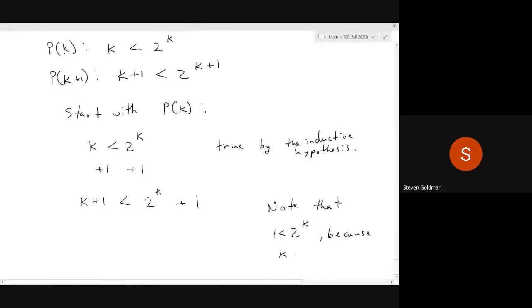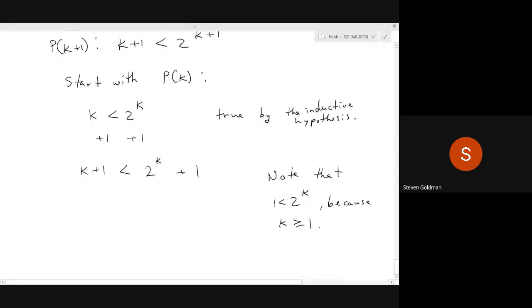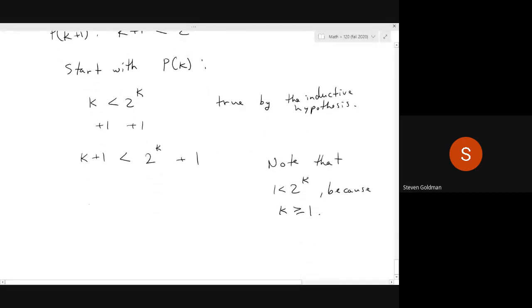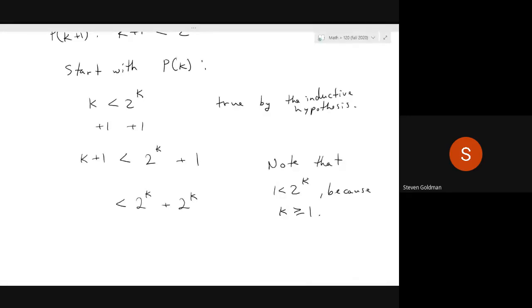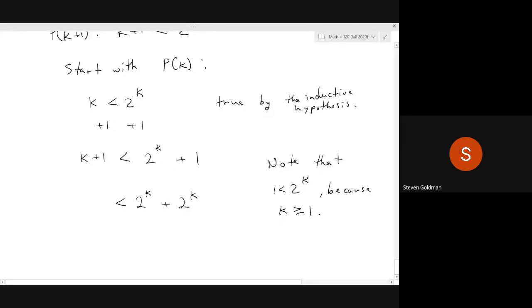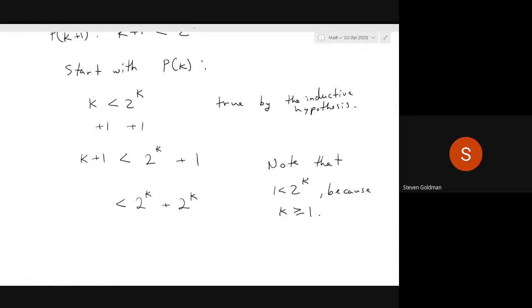Because k is greater than or equal to 1. Okay. So that means that this thing, 2 to the k plus 1, is less than 2 to the k plus 2 to the k, right? Because 1 is less than 2 to the k. All right, so did you follow me on that? Any questions on that before I continue? Okay. Right, so again, if 1 is always less than 2 to the k, then 2 to the k plus 1 is always less than 2 to the k plus 2 to the k.